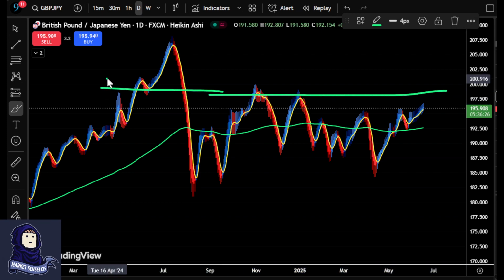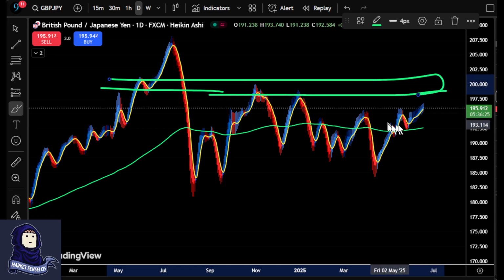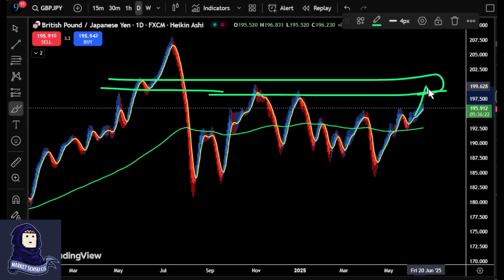So this is the zone that we are talking about. This zone is a very strong zone. So when the price goes up to here, it will most likely go back down here. So pound yen is not doing too well.